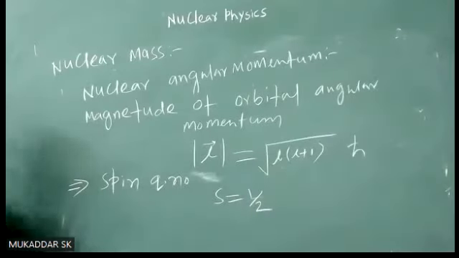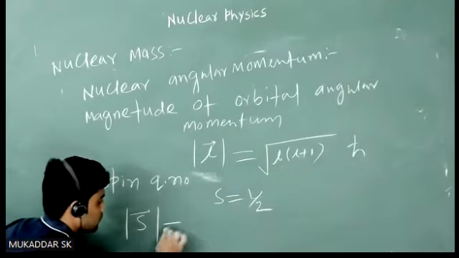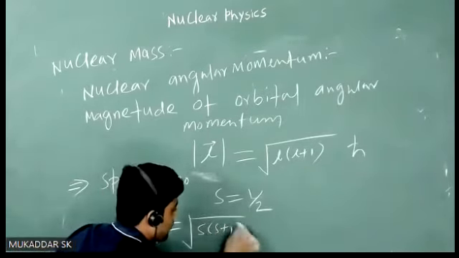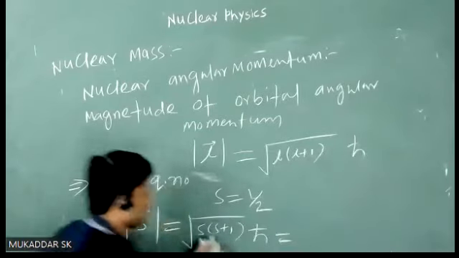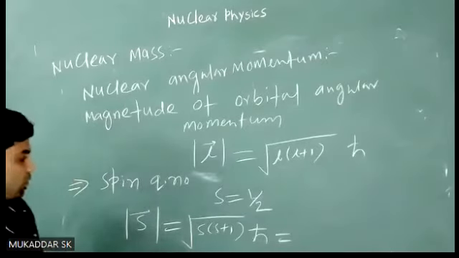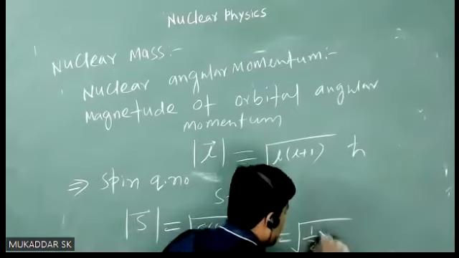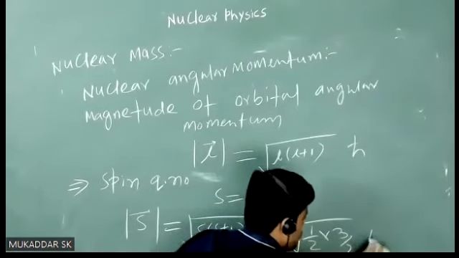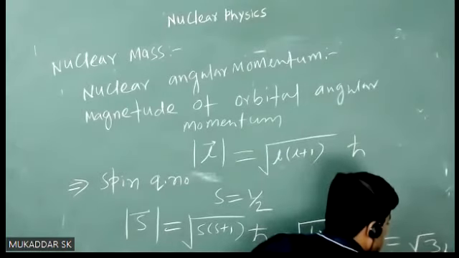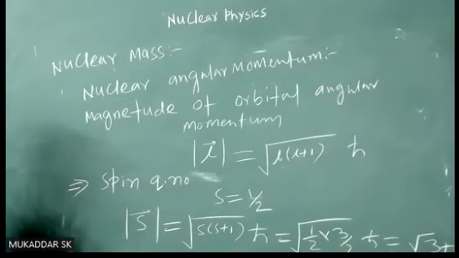So the magnitude of spin angular momentum will be how much? Basically, square root of s into s plus one, h cross, and you know that s, right? S is the spin quantum number that you know. So if you substitute this value, it is half into 3/2, h cross. So it will be simply √3/2 h cross.